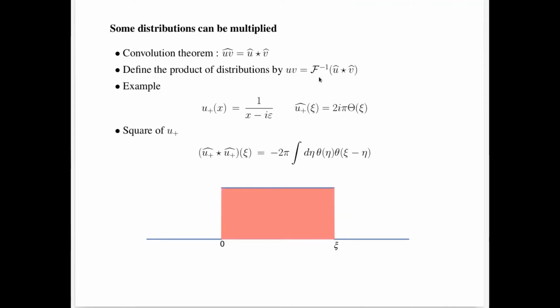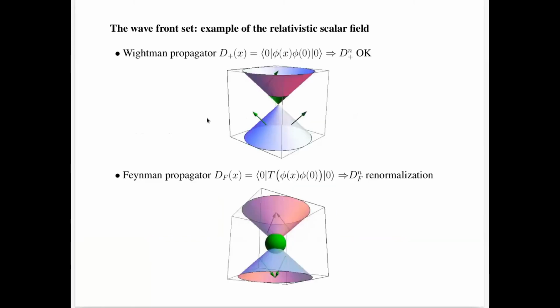And for instance, if you take this distribution, U plus, you can see that its Fourier transform is expressed in terms of the theta distribution. And you can see that the convolution product is well defined, so this integral is finite. And so you can define the Hadamard square of the distribution U plus. Now, it would be nice to have a simple way to know when you can multiply distributions or not. And this simple way was expressed by Hadamard in the 70s using the concept of a wavefront set.